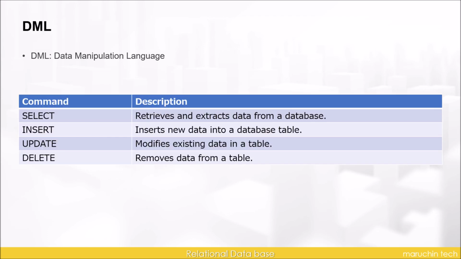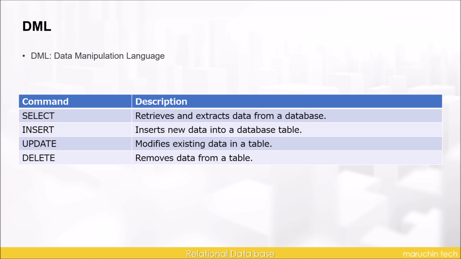The DML, or Data Manipulation Language, is the language for manipulating the data in a database. It performs operations such as inserting, updating, deleting, and retrieving data. Select retrieves and extracts data from the database. Insert inserts new data into the database table. Update modifies existing data in the table. And delete removes data from the table.